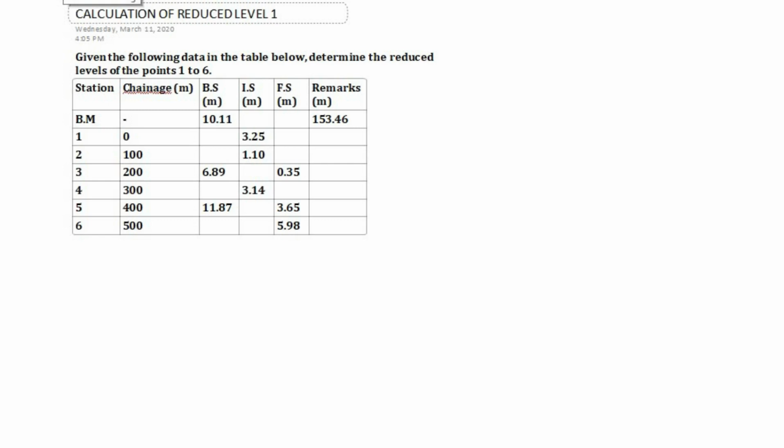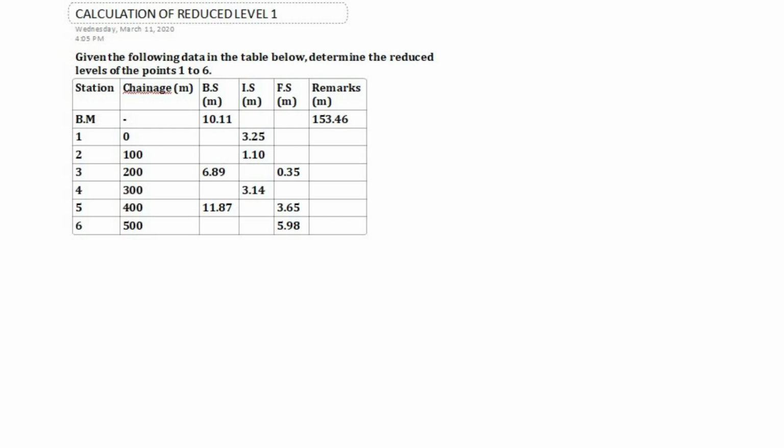Hello everyone. In today's video, we are going to calculate the reduced levels of some points using the height of instrument method. We have a question that says, given the following data in the table below, find the reduced levels of points 1 to 6. We have points 1 to 6 and a benchmark. We know our benchmark is a fixed point with a known reduced level, given in the question as 153.46 meters.